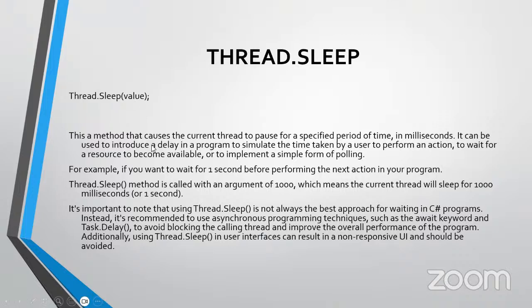So what is Thread.Sleep? Thread.Sleep is a method that causes the current thread to pause for a specific period of time in milliseconds. It can be used to introduce a delay in a program to simulate the time taken by a user to perform an action, to wait for a resource to become available, or to implement a simple form of polling. So for example, if you want to wait for 1 second before performing the next action in your program.